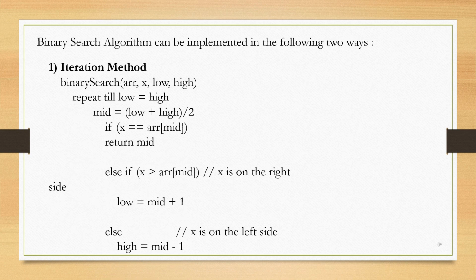Binary search algorithm can be implemented in two ways. First, the iterative method, and second, the recursive method. The major difference between the iterative and recursive version of binary search is that the recursive version has a space complexity of O(log n), while the iterative version has a space complexity of O(1). Hence, even though the recursive version may be easy to implement, the iterative version is efficient.